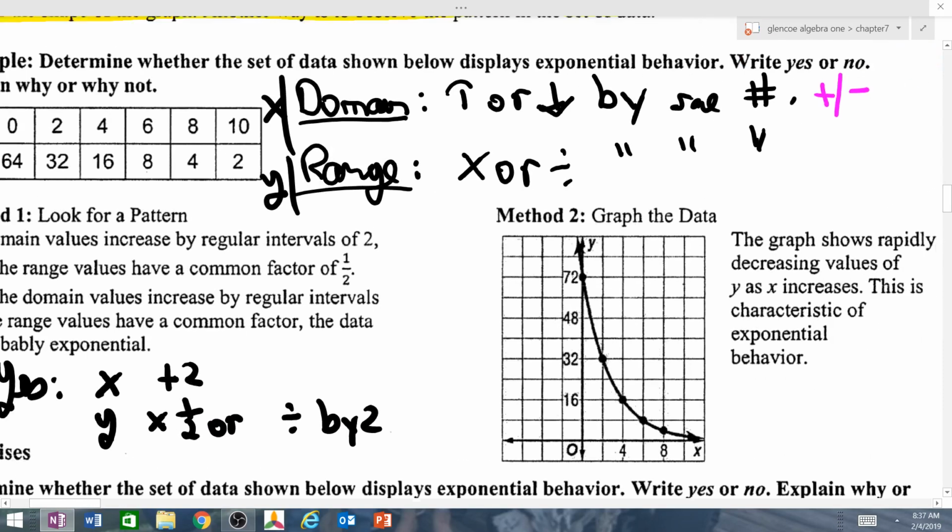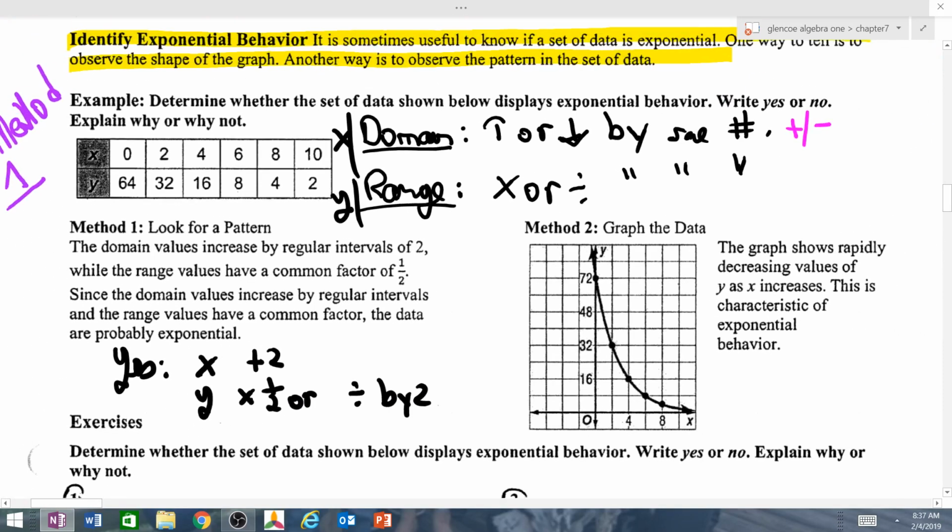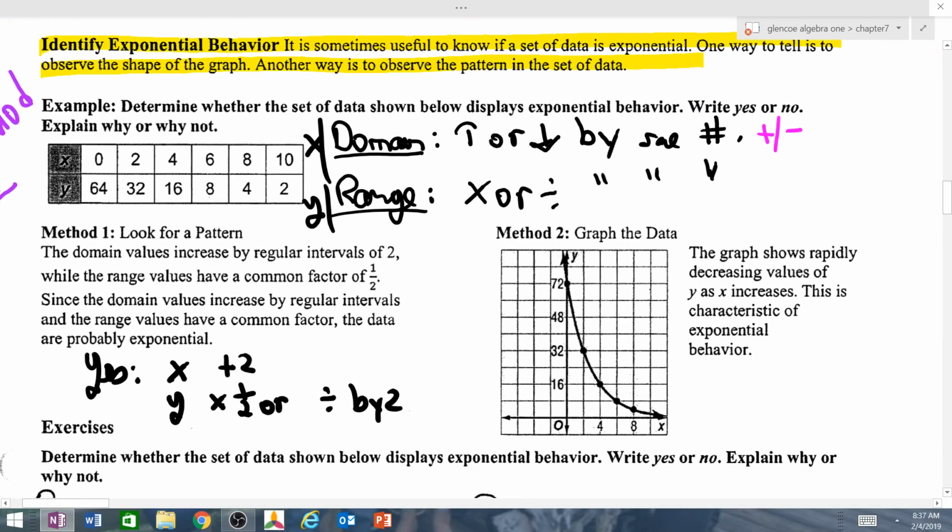Now, the other option, which I think takes a little bit longer, but if you're not sure and you can't tell a pattern, then you would go ahead and graph it. And so this is what the graph would look like. The graph shows rapidly decreasing values of y as x increases. This is characteristic of exponential behavior. Are you with me?